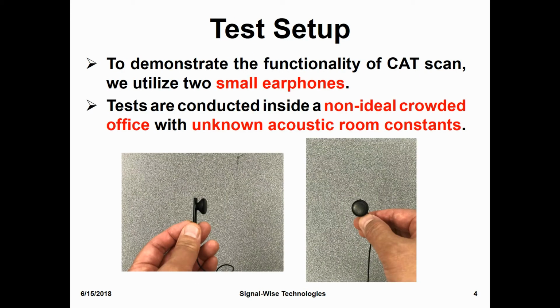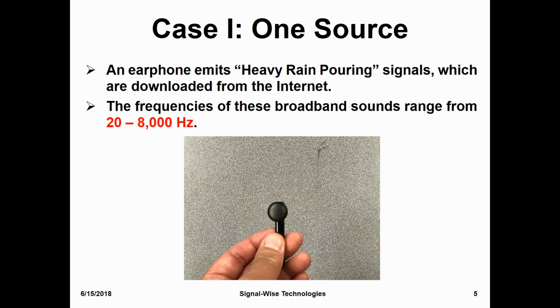To demonstrate the functionality of CAT scan, we utilize two small earphones. Tests are conducted inside a non-ideal and crowded office with unknown acoustic room constants. The first example involves one earphone emitting heavy rain pouring signals which are downloaded from the internet. The frequencies of these broadband sounds range from 20 to 8,000 Hz.